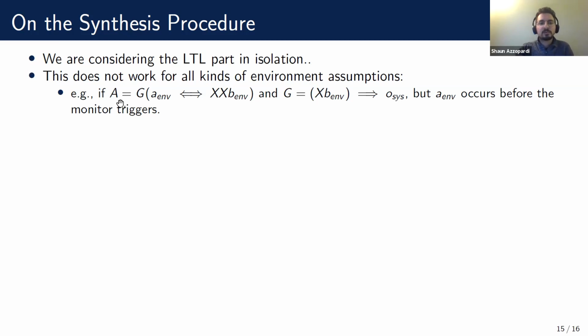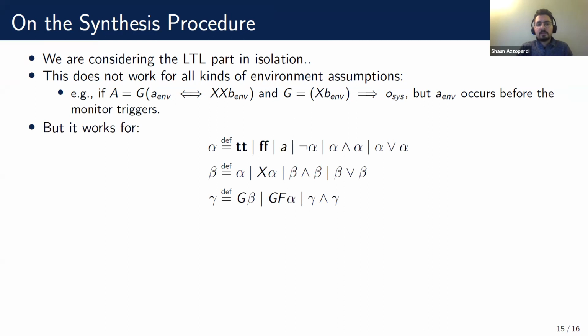So if we have an assumption that whenever A appears, then in the next 2 time steps B will occur, and we have a guarantee that if B occurs in the next time step, then I need to perform this, which is controllable, unlike B and A. Then if A occurs before the monitor triggers, I have no hope of satisfying this guarantee. But our algorithm will not notice this kind of problem.